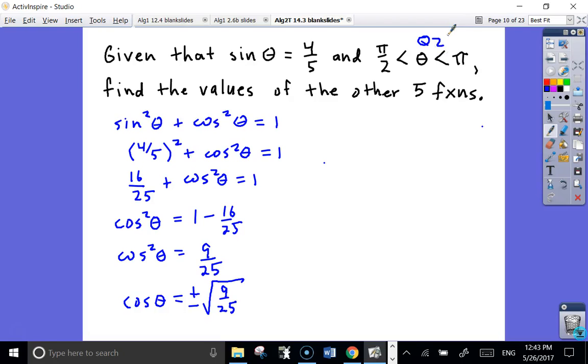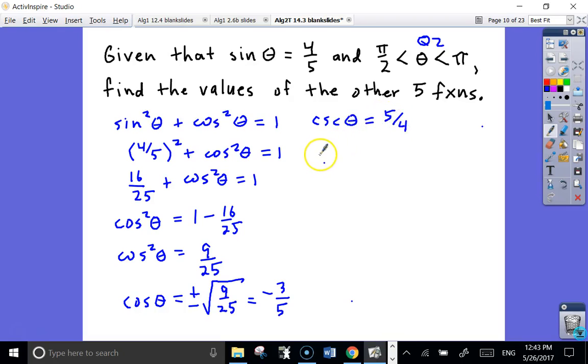And we can take the square root of 9 and the square root of 25. This is going to be negative 3/5. Right, the negative again, because you're in quadrant 2 and cosine has to be negative there. Okay, so that was first for the cosine. So now we can do the reciprocals easily enough. The cosecant is 5/4. It's the flip of the sine.